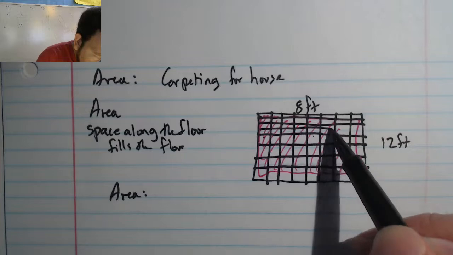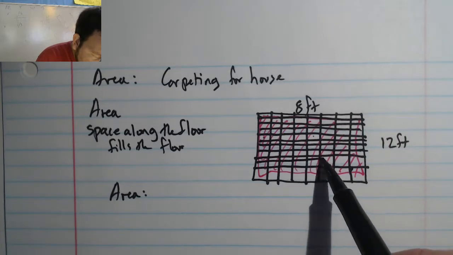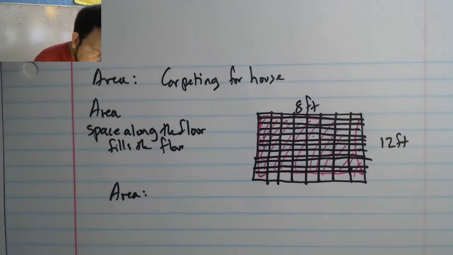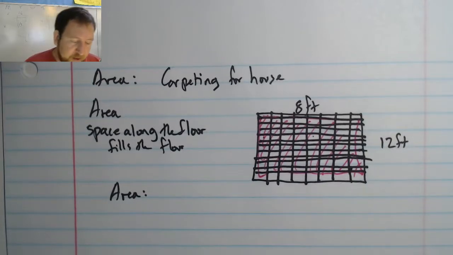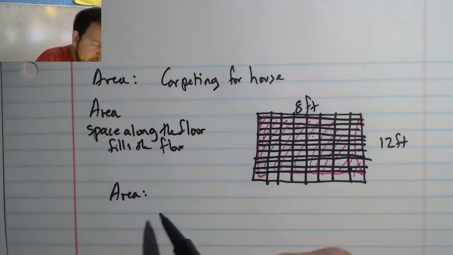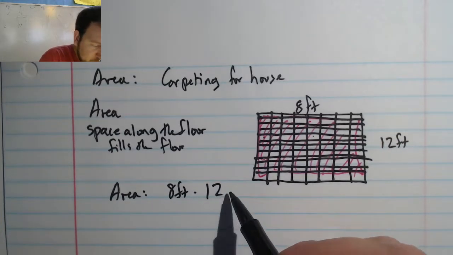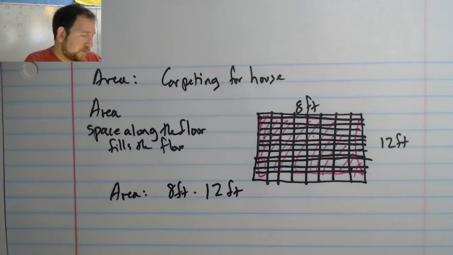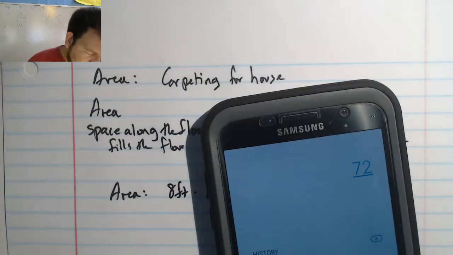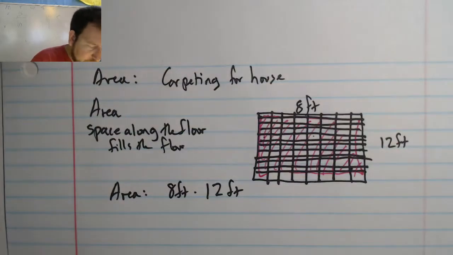Now my measurements were not great, unfortunately, partially because I put the 12 on the short side and the 8 on the long side. But what I could do is count up all these squares. And the easiest way to count up all these squares is just to multiply. So my area is going to be 8 feet times 12 feet. And 8 times 12, I'm going to pull out my handy dandy calculator for that. That's going to be 96.